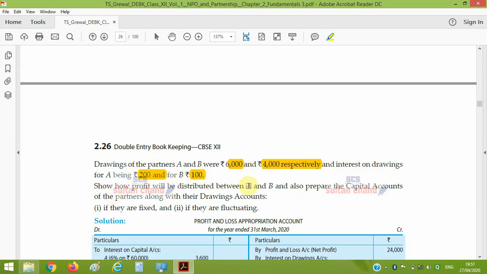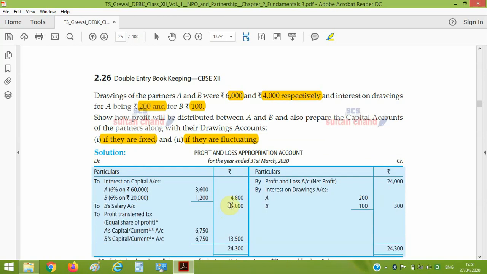Show how profit is distributed among A and B, and also prepare the capital accounts of partners with their drawing account, if capital accounts are fixed and if capital accounts are fluctuating. First of all, we have to divide the profit among the partners, which is done under the profit and loss appropriation account. So first we will see how the profit and loss appropriation account is prepared in this question.